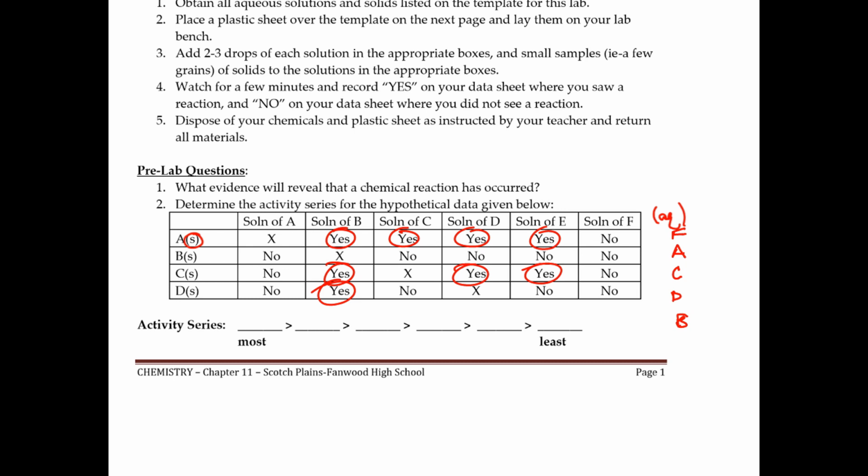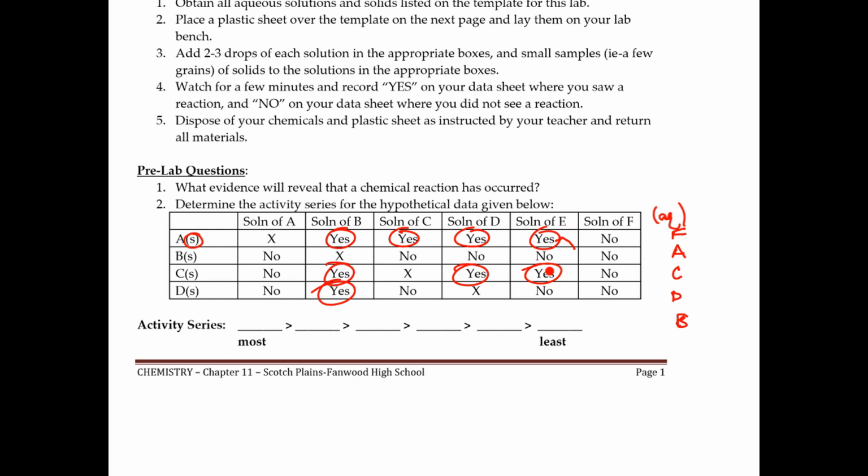And then let's look at E. E was kicked out by, oops, sorry about that. E was kicked out by A and by C. So A and C kicked it out. So E was kicked out by A means A is more active.